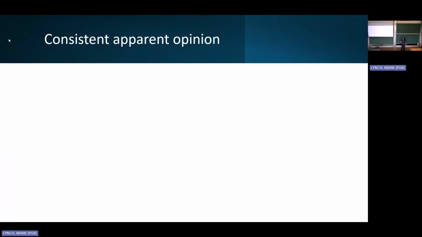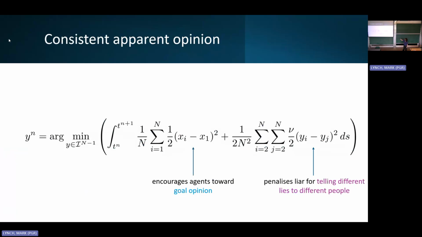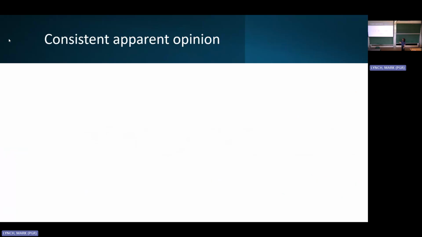Okay. Right, the next one I'm going to talk about is consistent apparent opinion. What we had before was a lot of this sort of jumping between -1 and 1. But if I tell Mark that I really, really hate chocolate, and I tell Toby that I really, really love chocolate, then they talk to each other, they might smell a rat. So now we want to minimize the different lies that we tell. We've got the standard encouraging towards goal opinion, and now we're penalizing the liar for telling different lies to different people. And then we've got regularization again.